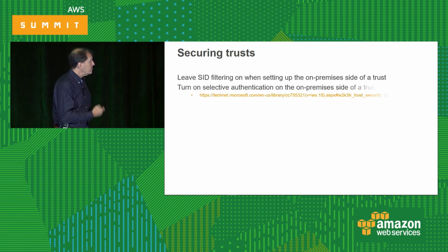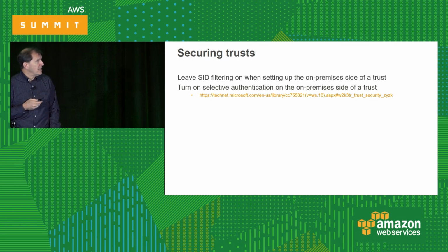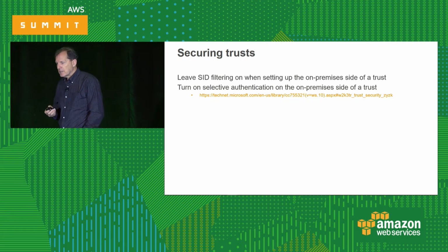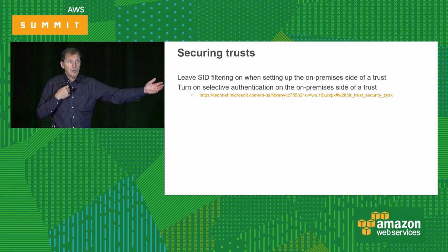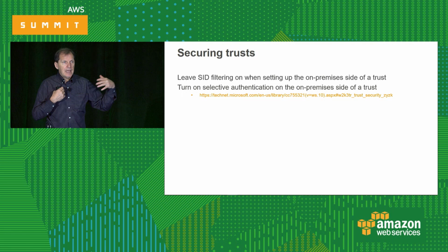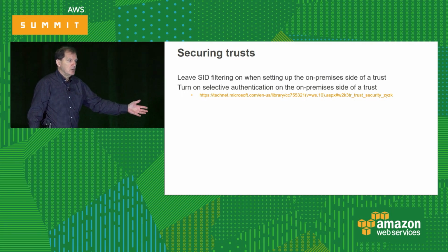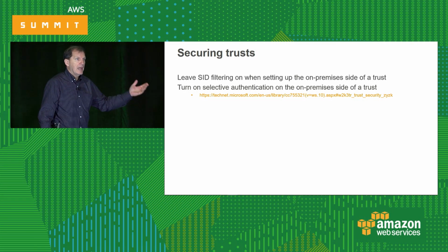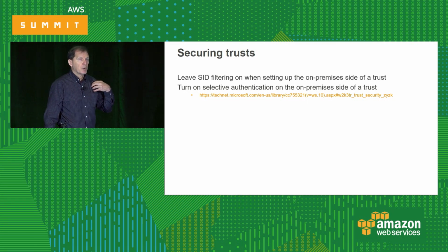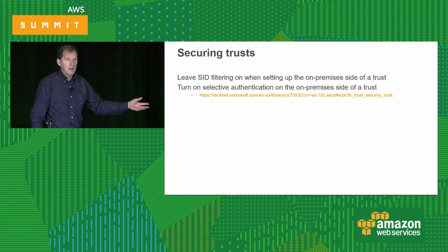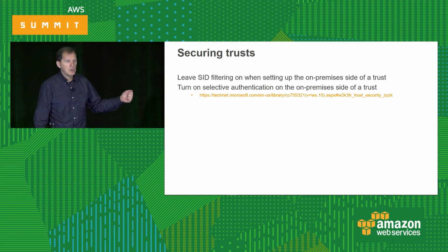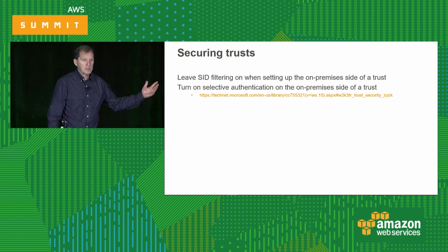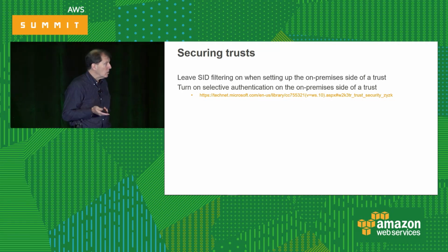It's on by default. Second thing is turn on selective authentication on the on-premises side of the trust. What selective authentication does is it says that if I'm a user in the cloud and I try to go to your on-premises network, let's say you trusted the cloud, I can't even talk to the resources in the network to try and do anything unless I have been given permissions to access a resource already. So it prevents any attempts of authentication and access to resources in a network if you've got selective authentication on. So what you want to do is turn on selective authentication.